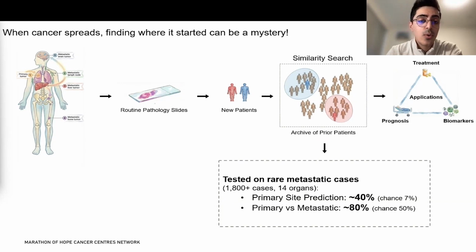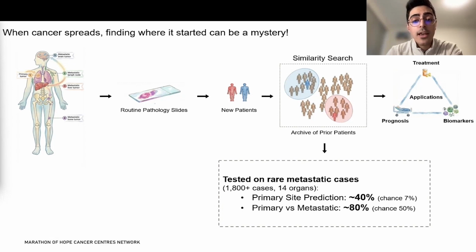So here our question was: can we use the power of AI to identify the primary site of origin using these tissue slides or not? And whether AI can identify the metastatic status just using these slides.